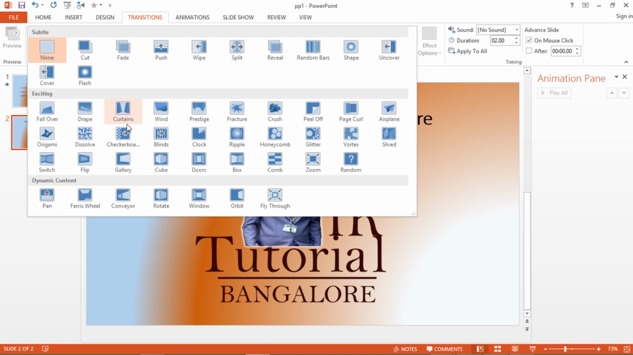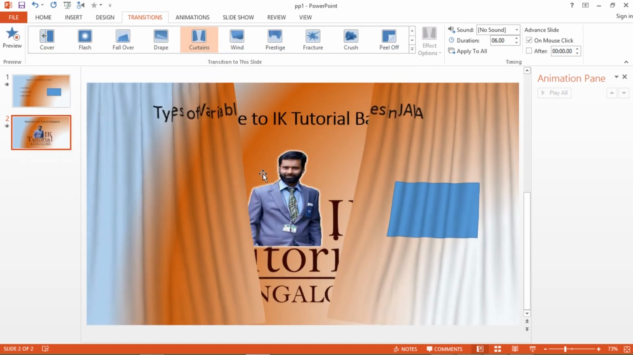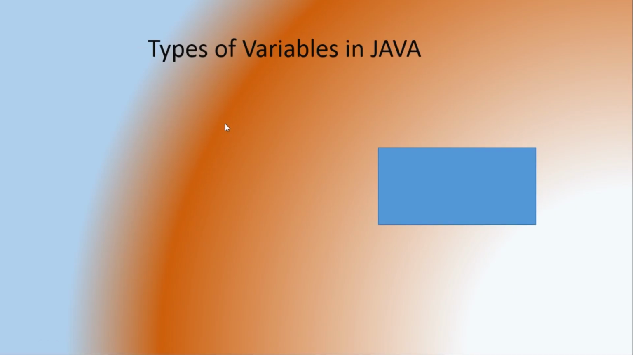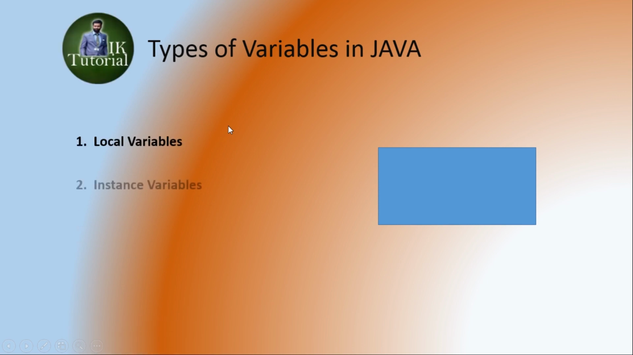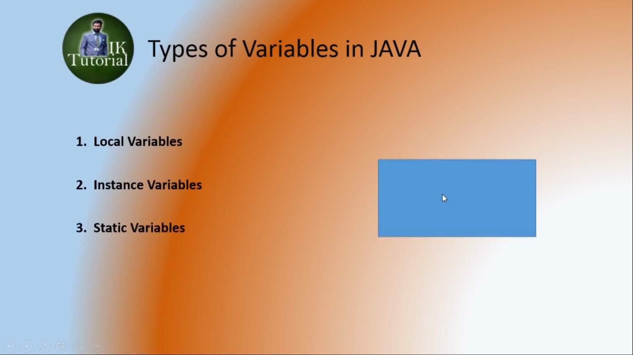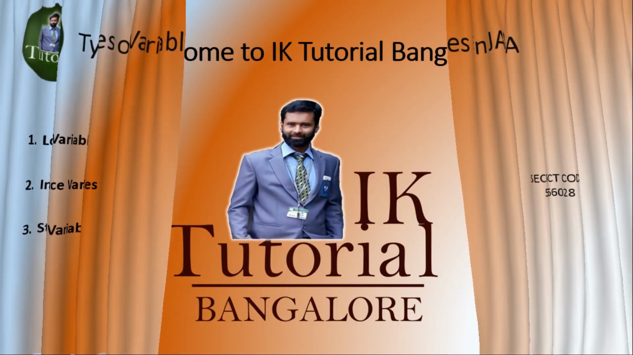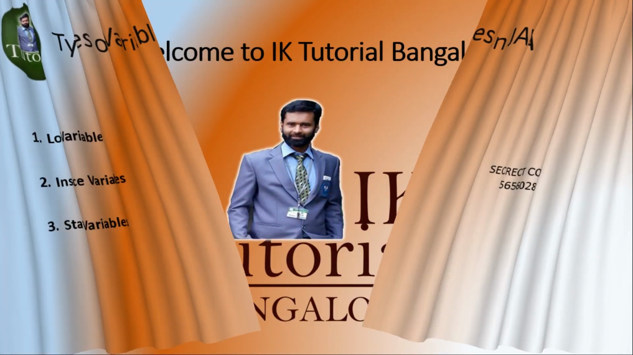For example, I want to add this curtains effect. I'll click on this. That's all. Now you can save it and check out the preview. Now see here, whenever I go to the next slide, the curtain will open and we will get the next slide. This is how you can add the curtains.